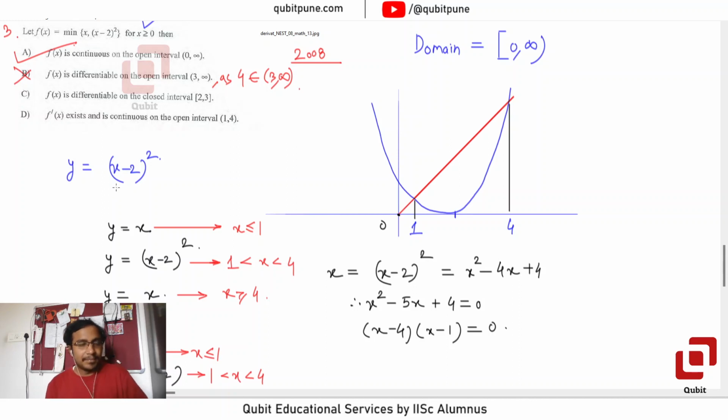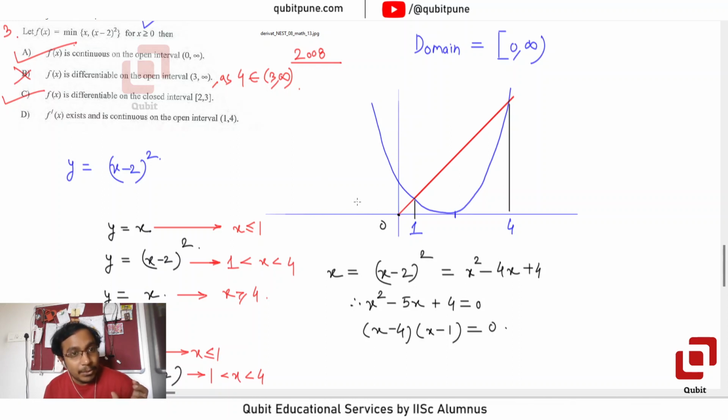Okay, C. f of x is differentiable on the closed interval 2, 3? Yes, because that interval is in between 1 and 4. f dash of x exists and is continuous on the open interval 1 to 4.